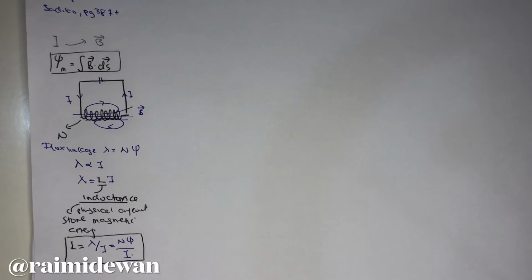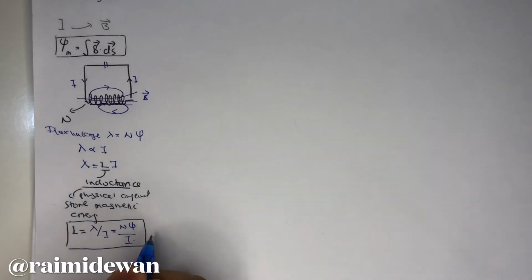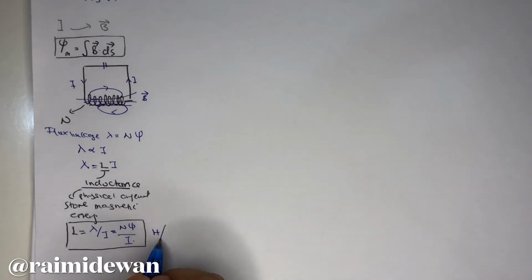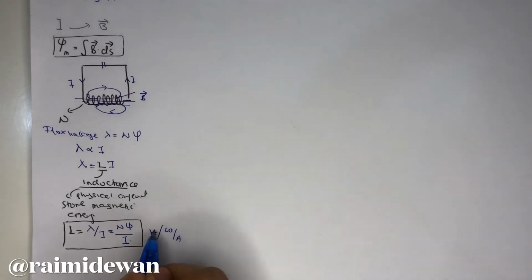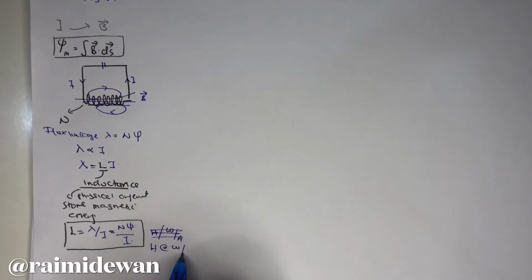The units of inductance, I think you guys also know about this. It is in Henry, which is the same as Weber per Ampere. The other units of it. I think this is confusing, let me rewrite. It is Henry or Weber per Ampere.